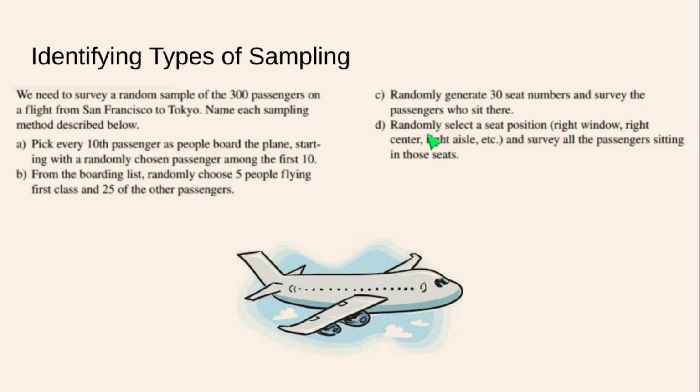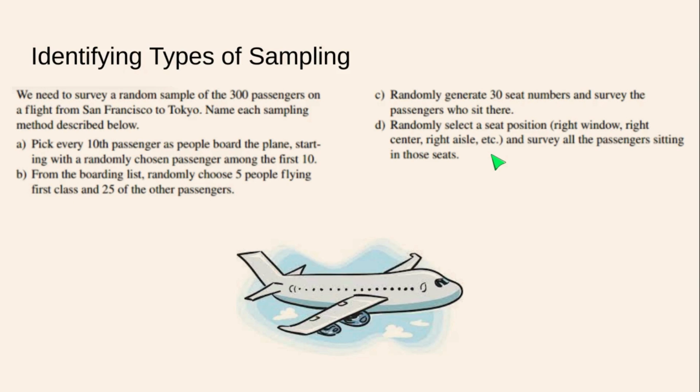And part D, randomly select a seat position, right window, right center, right aisle, etc., and survey all the passengers sitting in those seats. Now, this is a sneaky one. You may have thought systematic, but there's no indication that we are choosing every fifth passenger, or every seventh passenger, or every other row. There's no indication of that.